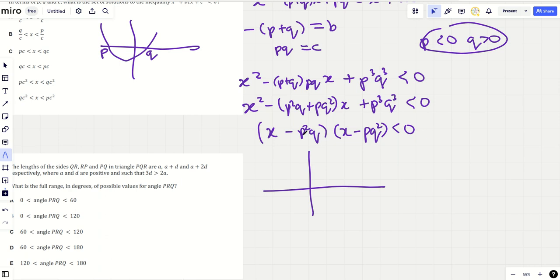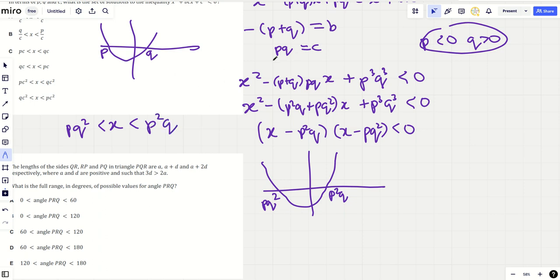p squared is going to be positive and q is going to be positive. So the p squared q is on this side, whereas the pq squared is on this side, because q is positive and p is negative, so it has to be on that side. So I want it so that x is between pq squared and p squared q.